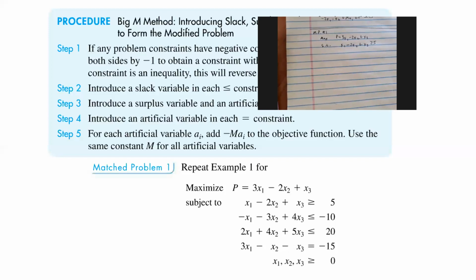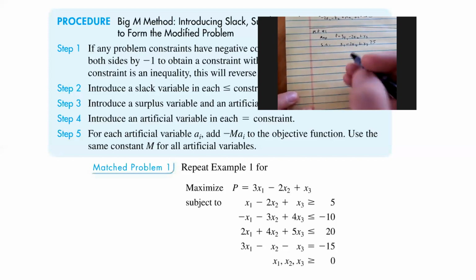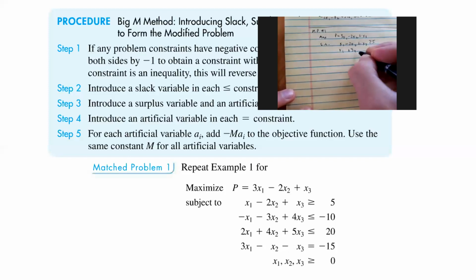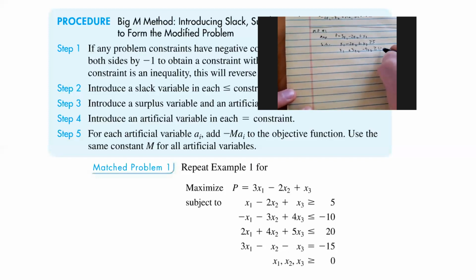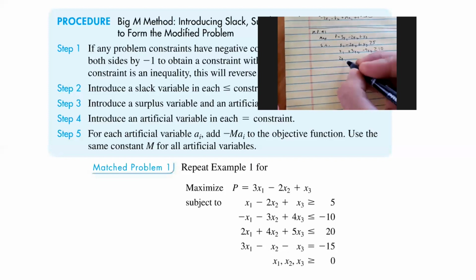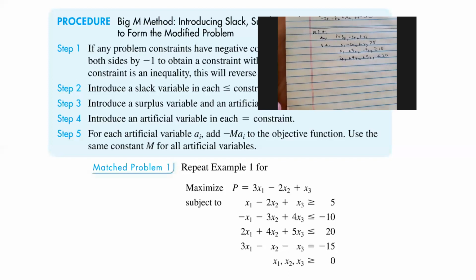I'm going to multiply by -1 right off the bat. Get that -10 to become positive and flip that sign. So this will be x sub 1 plus 3x sub 2 minus 4x sub 3 is greater than or equal to 10. All right. Now the next one we have, we don't have to do any changes, so it'll be 2x sub 1 plus 4x sub 2 plus 5x sub 3 is less than or equal to 20.